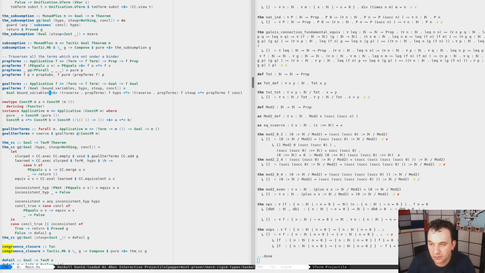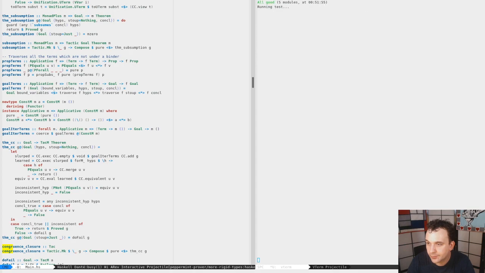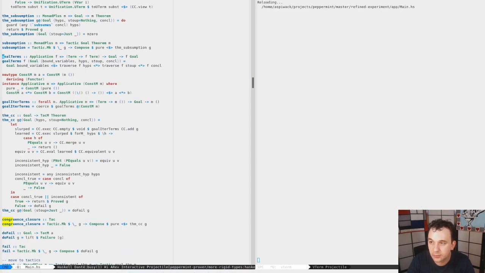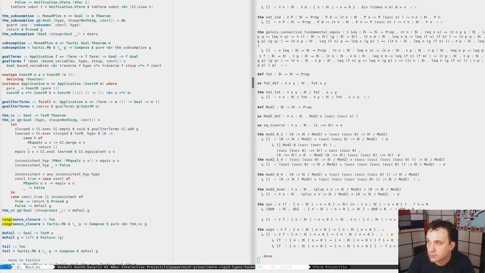I guess this doesn't matter all that much anymore because we can remove prop terms everywhere. Oops. And have something that's still type checking. Absolutely. I don't think we need this at all anymore. Yeah, it was a null thing. Okay. And so we just iter terms and we get all these terms.